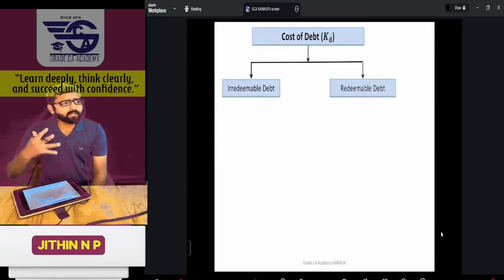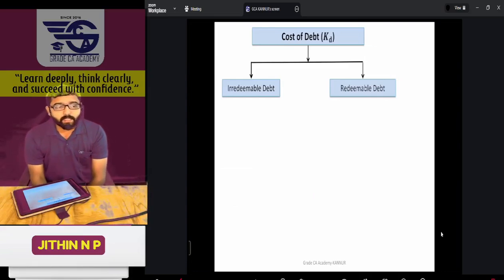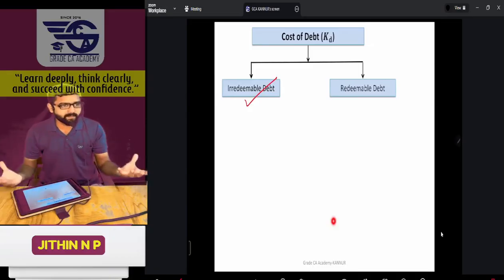The company won't return their capital. Each year or in some specific period, the company gives return to the investors, like interest. The company pays interest to the debt holders, but won't return their capital investment to the debt holders. Then it is called irredeemable debt. Irredeemable debt won't be redeemed.